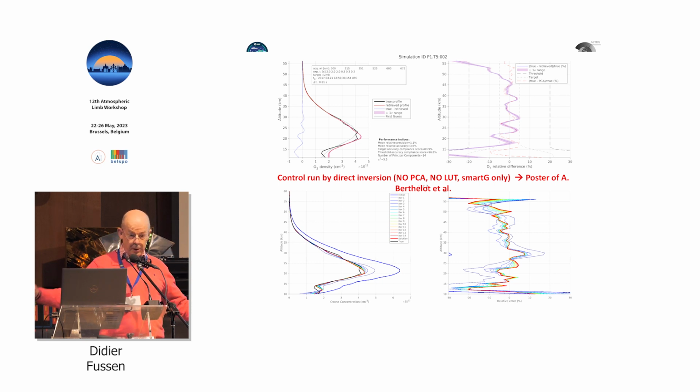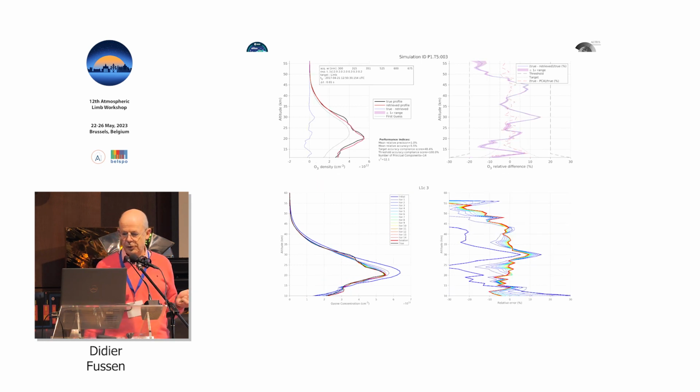To be sure that we had a correct approach, we also implemented direct inversion. So no principal components, no lookup table, only Monte Carlo as the forward model, and this was done by Antonin Berthelot, and I invite you to have a look at his poster this afternoon, I guess. We have a good correspondence, and it was just to check that we had control of the results. Of course, when you use the direct method with SmartG, it's maybe 50 to 100 times slower and not acceptable for near real time. It is just a control.